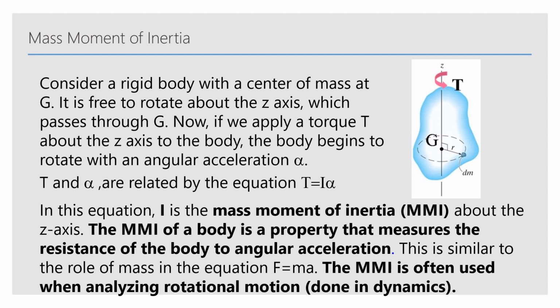This mass moment of inertia of a body is a property that measures the resistance of the body to angular acceleration. So that's what we're focusing on here. This is similar to the role of mass in the equation F equals ma. So the mass moment of inertia is often used when analyzing rotational motion, and this is done in dynamics.